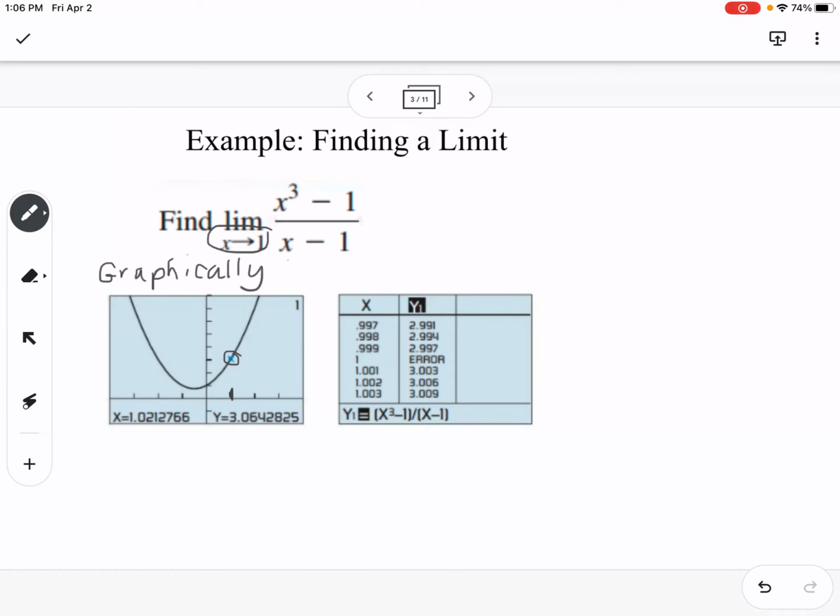However, we could still have a limit. We can still have a value that it's approaching. So you can see from here, as we get closer and closer to 1, our y value is getting closer to 3. Okay, we can also look at a table.